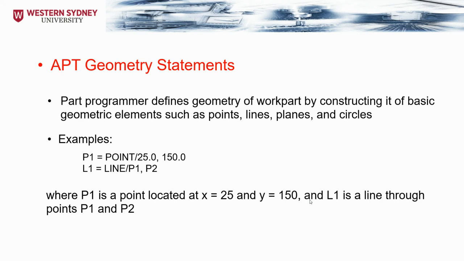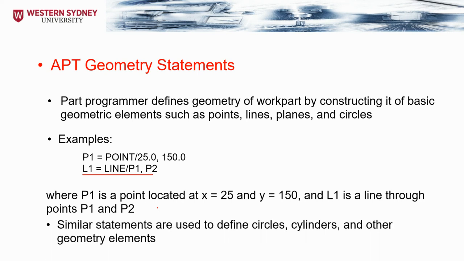Then you are going to make a relation between these points. For example, L1 is going to be a line which starts from point number 1 and finishes at point number 2. So P1 is the point located at x25, y150, and L1 is the line through the points P1 and P2. Also you can make an arc, and you need to define the center, and the system will calculate the radius. And also we can make a circle. We can say that we're going to have a surface between these points.